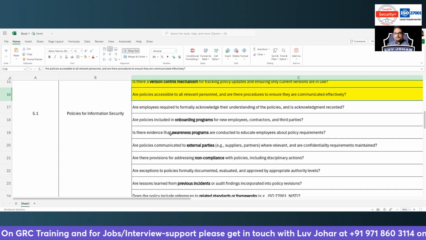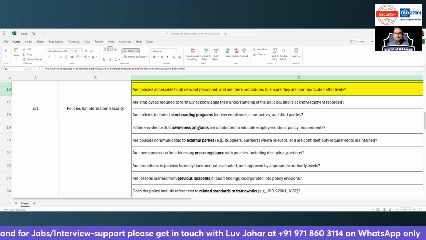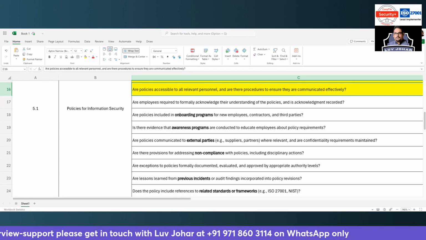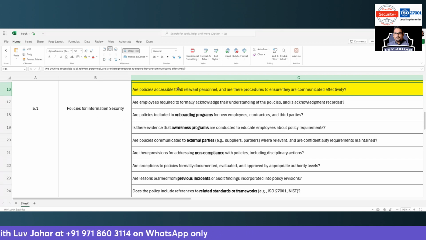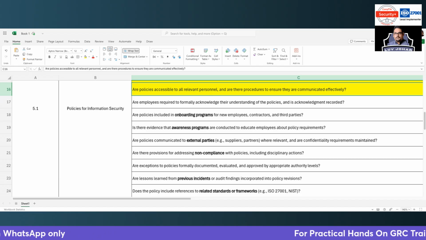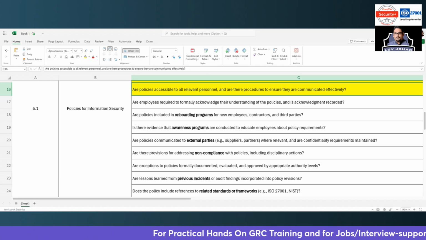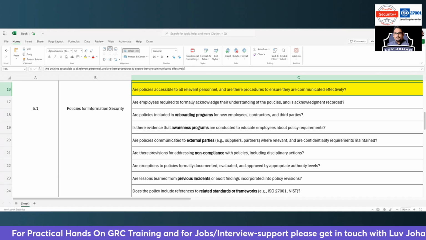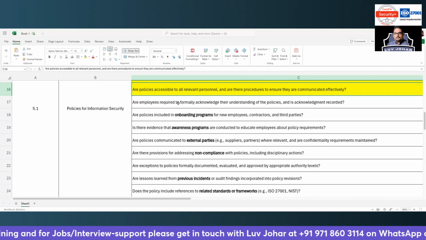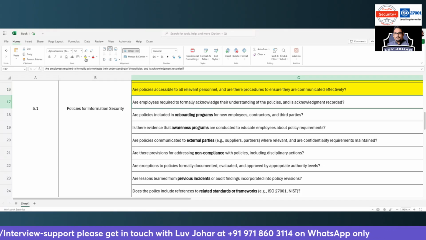Are policies accessible to all the relevant personnel, and are there procedures to ensure they are communicated effectively? The policies need to be accessible to all the employees at all times, especially the information security policy. And you need to communicate where you have shared it. It could be a SharePoint location, it could be a centralized server location, but you need to make sure you inform this to your employees.